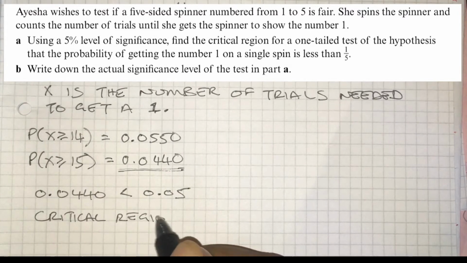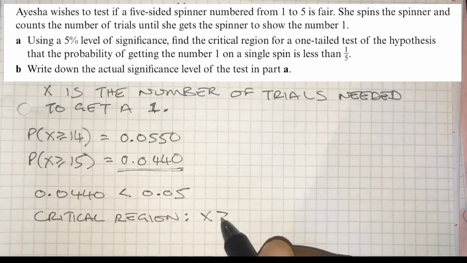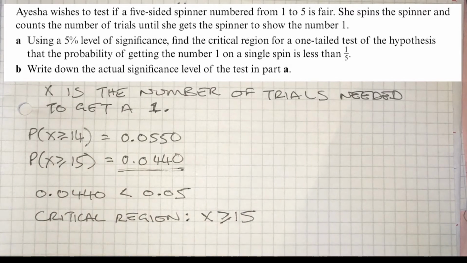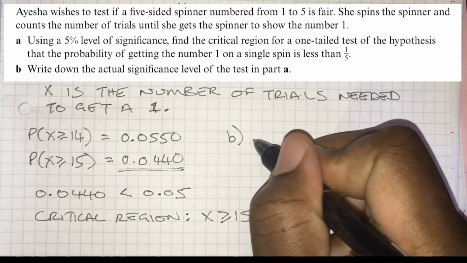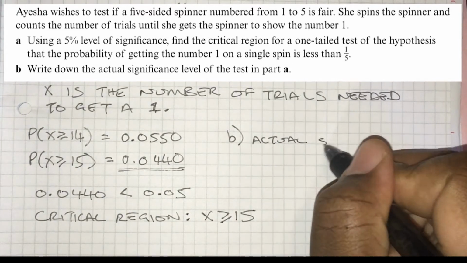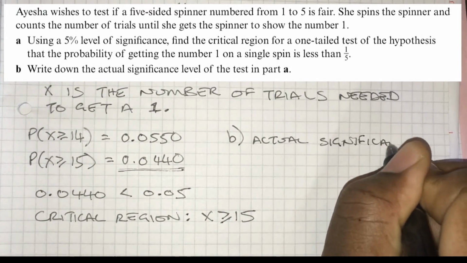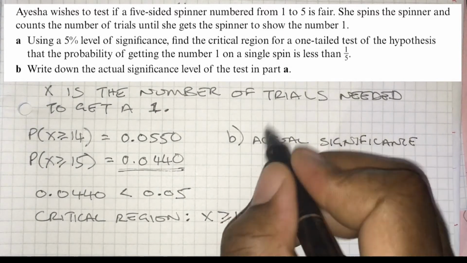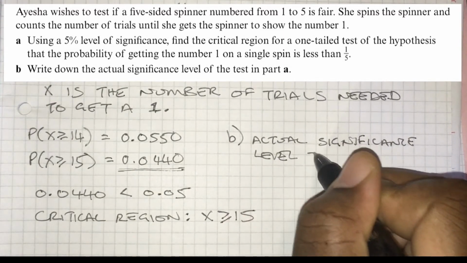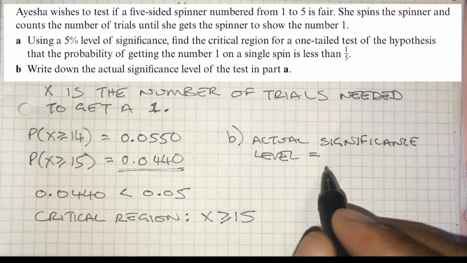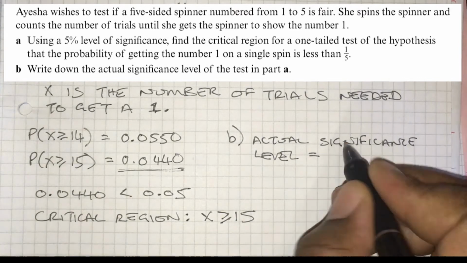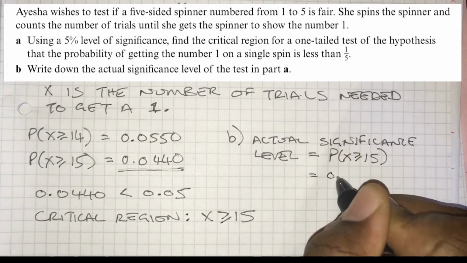Okay, always set up these two values, demonstrate them by showing them on the paper, but it is down to some calculator work for you to find the two consecutive values where one is above the significance level and one is below the significance level. Alright, part B actually asks us to write down the actual significance level. So the actual significance level is basically the probability of the critical region. So the probability that X is greater than or equal to 15, and we've more or less done this already. We know it's that 0.0440. So the actual significance level is 4.4%.